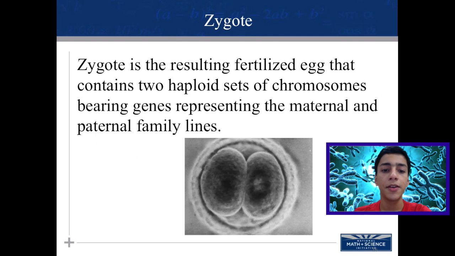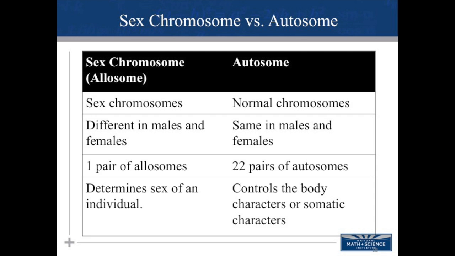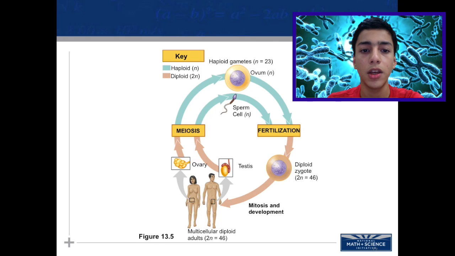Zygote. A zygote is a resulting fertilized egg that contains 2 haploid sets of chromosomes, bearing genes representing the maternal and paternal family lines. This is a microscopic view of the zygote. In this image, you can see the whole process of meiosis and fertilization in the human body. You can compare between the haploid cells in the process and the diploid cells.